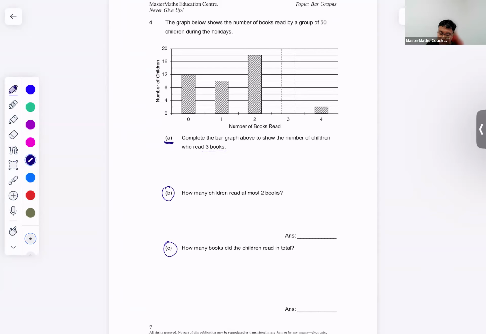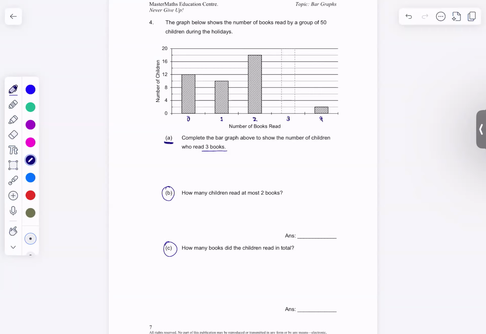So the graph below shows the number of books read by a group of 50 children during the holidays. So you have number of books 0, 1, 2, 3, and 4. Okay, is the number 3 filled up?